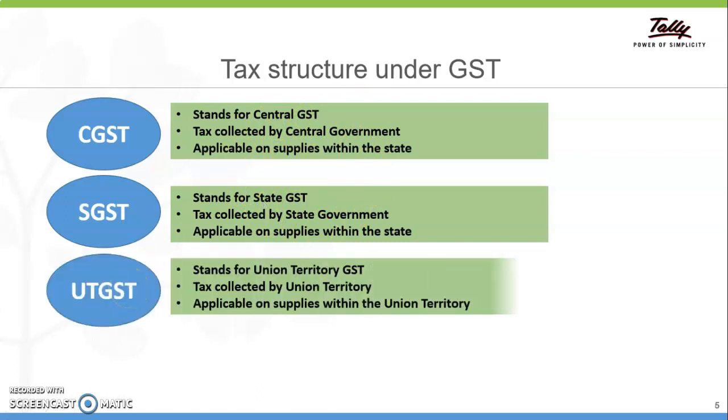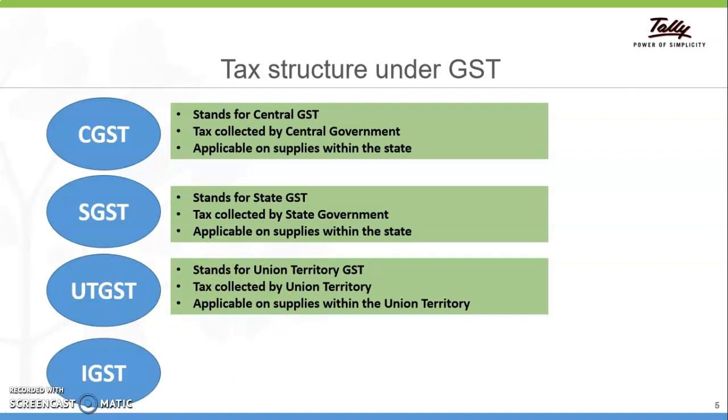Next one is UTGST, which stands for Union Territory GST. It is the same as state, but here instead of a state we are talking about union territories like Pondicherry, Andaman and Nicobar, and Delhi. So when you are supplying within the union territory, then UTGST is applicable.